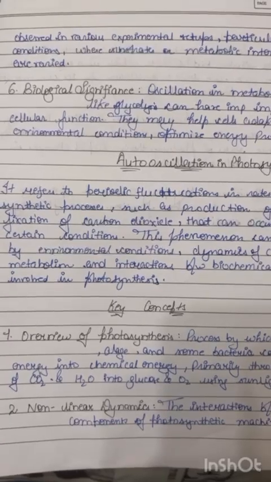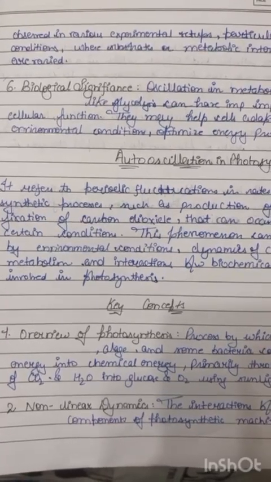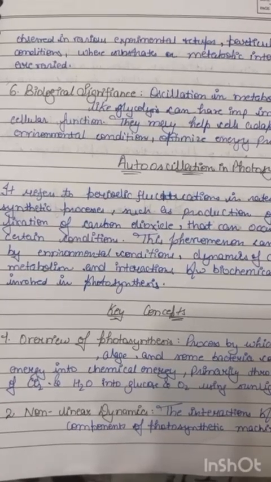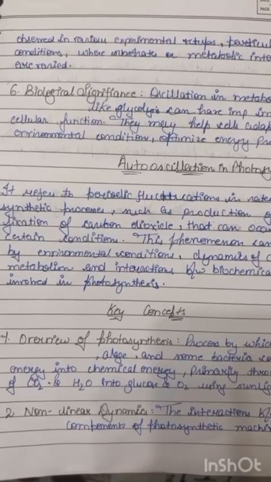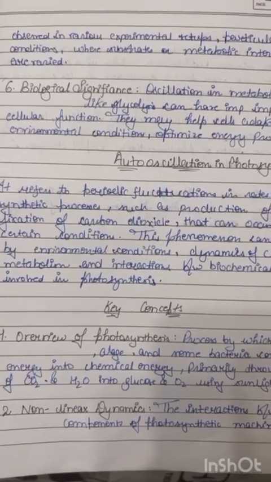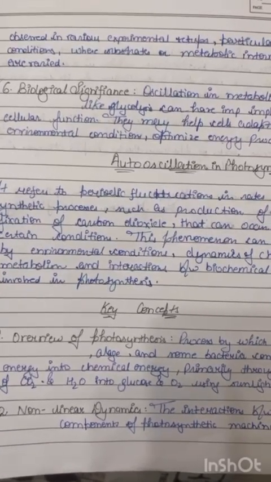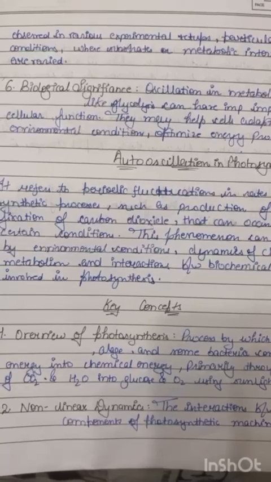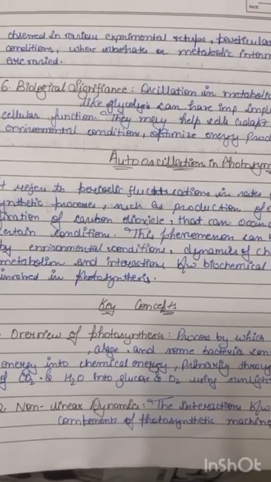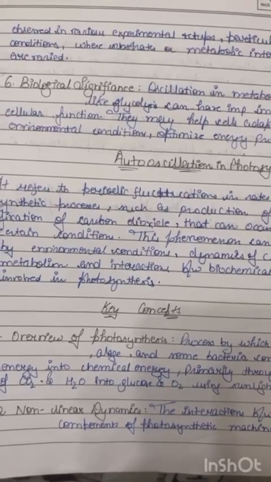The second one is light-independent reactions, also known as the Calvin cycle. The Calvin cycle occurs in the stroma of the chloroplast and uses ATP and NADPH produced in the light-dependent reactions to fix carbon dioxide into organic molecules. The rate of the Calvin cycle can also show oscillatory behavior based on the availability of substrates and energy carriers. Nonlinear dynamics.